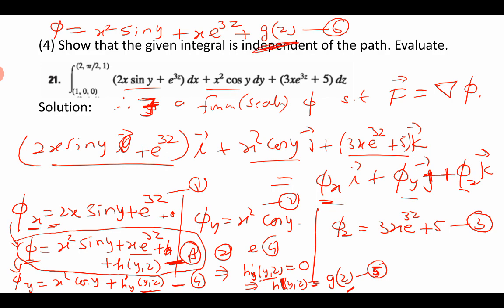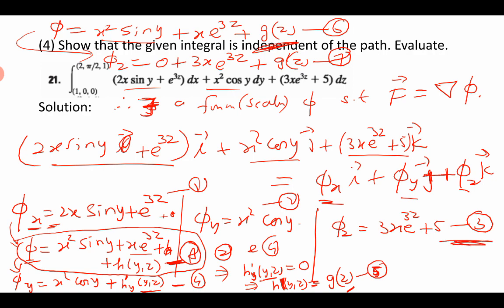Again we have to do some more work, isn't it? To find g of z, differentiate this one with respect to z. Phi z: the first term has no z, so 0. The second term has z, so 3x e power 3z, and this will be g dash of z. Call it equation number 7.